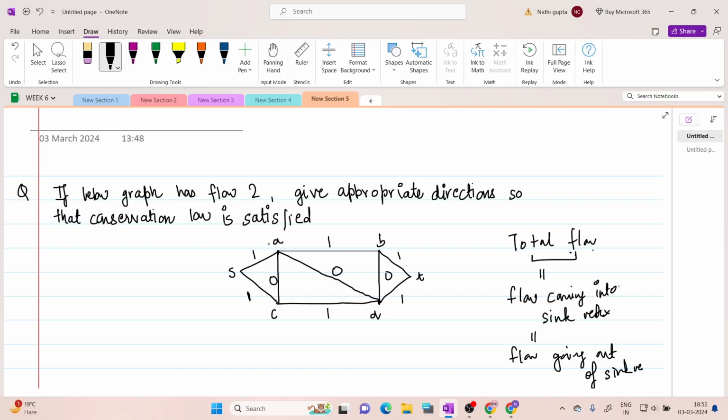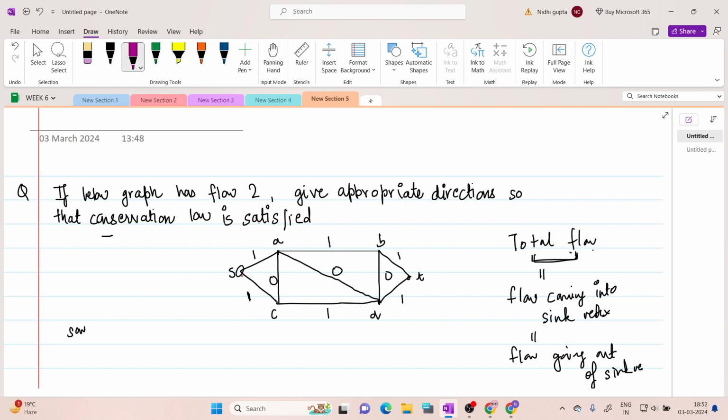This question is asking us to give appropriate directions to each edge so that the conservation law is satisfied. Now the total flow is 2, and the numbers which are written give us the flow values. That means the flow going out of the source vertex is 2. We see that S is the source vertex and T is the sink vertex. Now for each edge we have to give a direction.